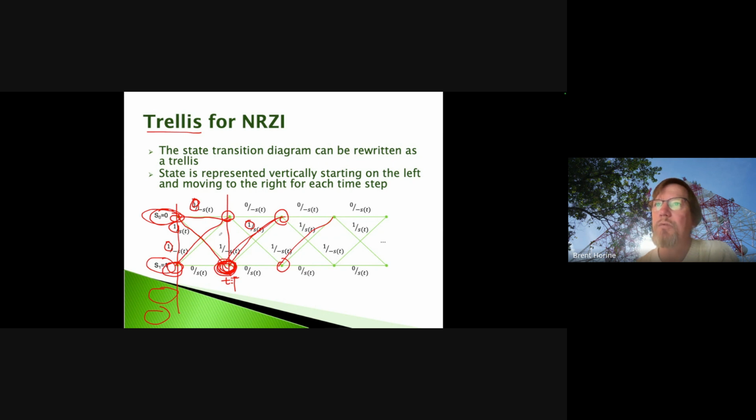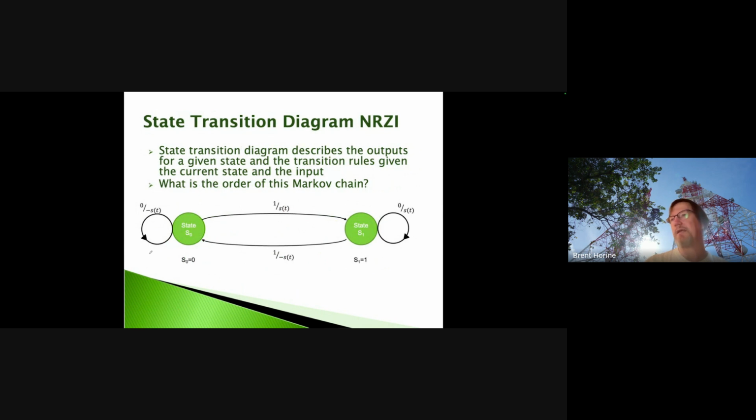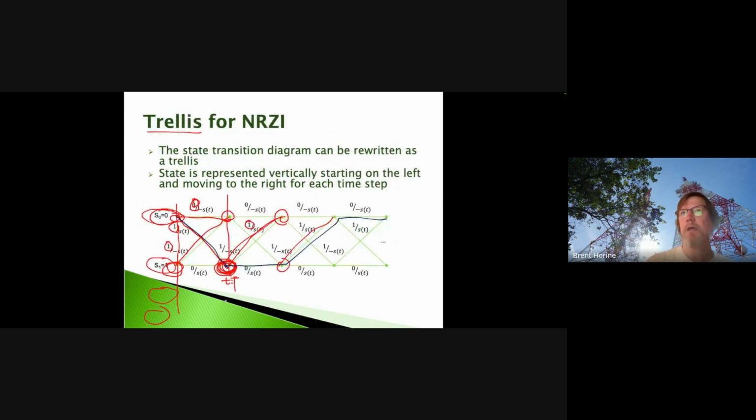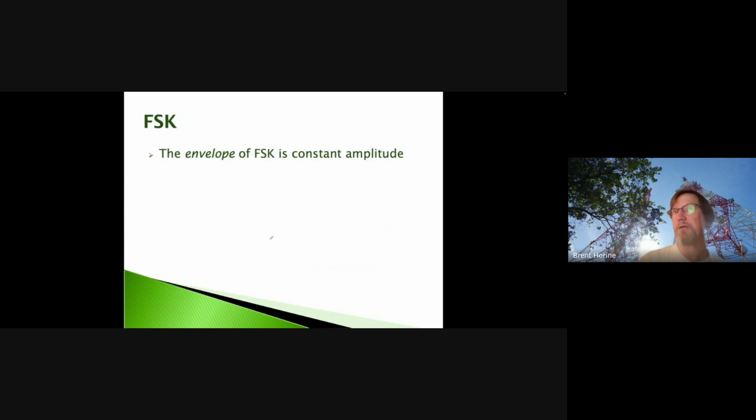And so we can see how something might evolve over time, based upon the different states it is experiencing and the input data. So you might see something that evolves like this. This gives us a little bit of time history, whereas the state diagram just gives us a snapshot in time. That's why oftentimes we use this trellis in communications, especially when there's memory involved.